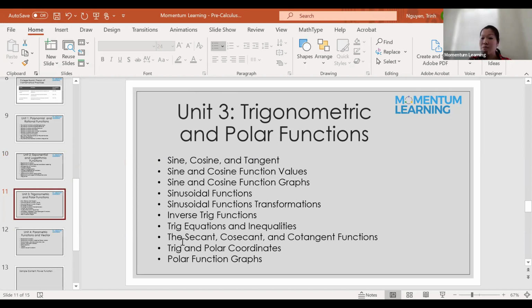And then if we have time, we're going to squeeze in the analytical trig: the solving, the proving. We don't do a lot of trig inequalities, but the trig equations and the properties of trig, the identities of trig, I will cover. Polar coordinates will be the last thing if we have time.